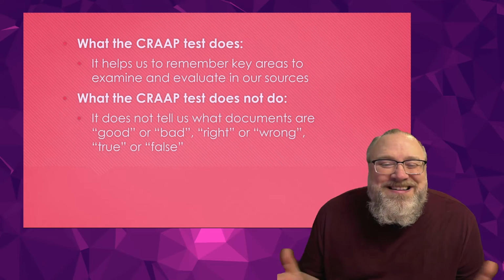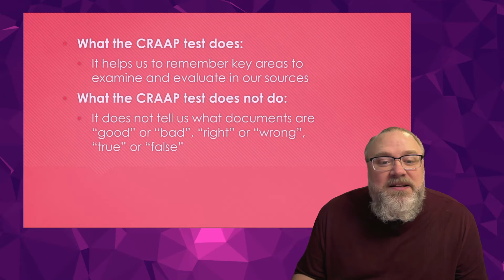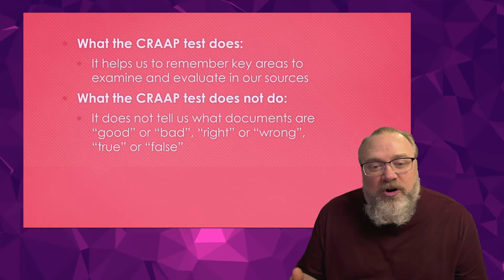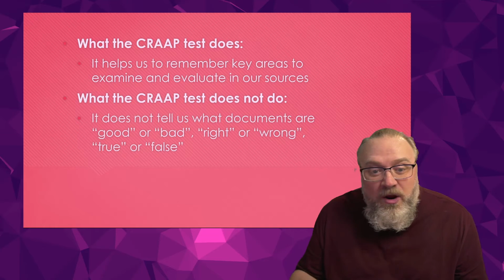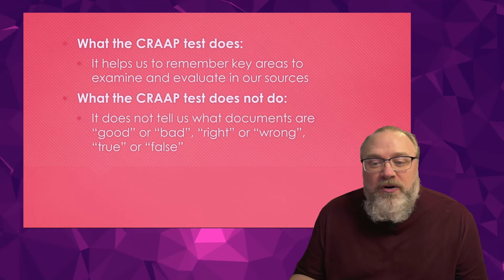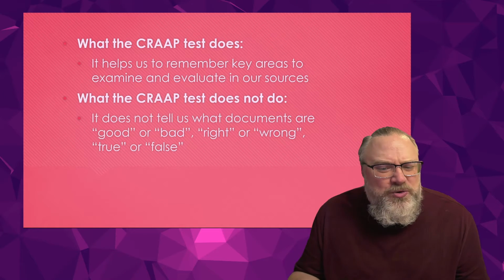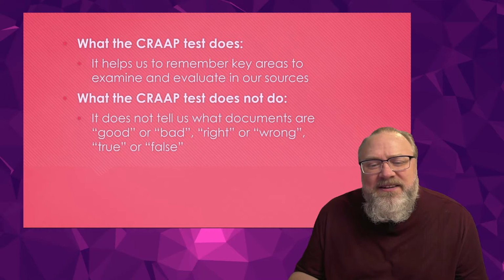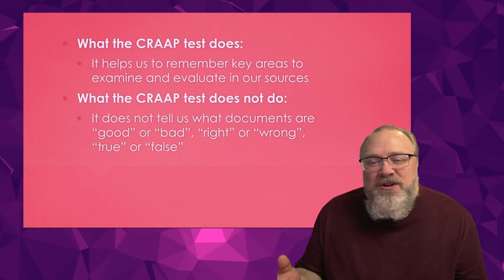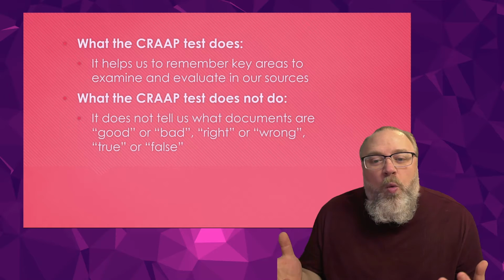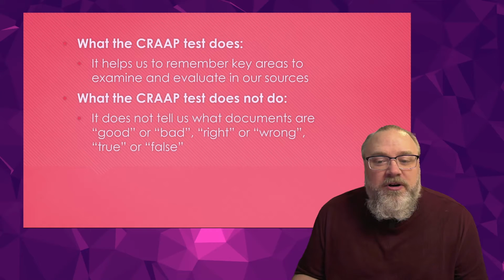What the CRAP test does not do is tell us which documents or sources or articles are good or bad, right or wrong, true or false. That's not what the tool does, and that's not what it's intended for. It's instead intended to give you the tools you need to be able to articulate why you're choosing to use this article and not some other.